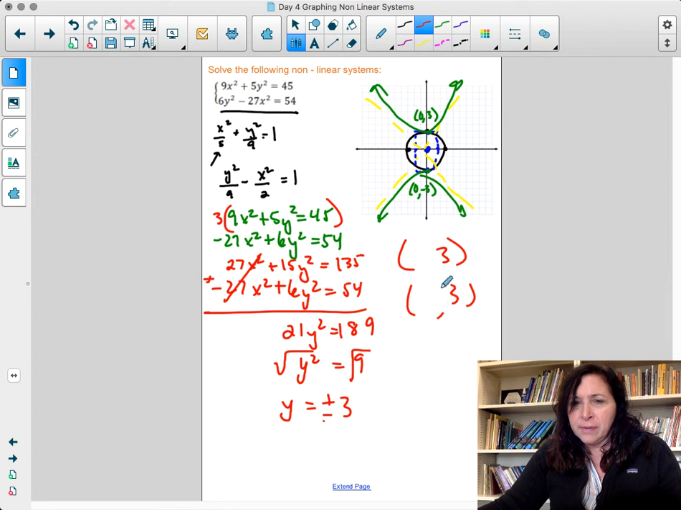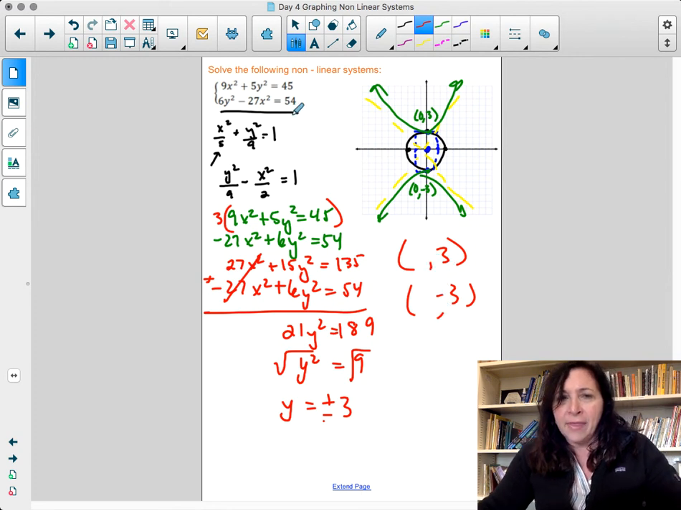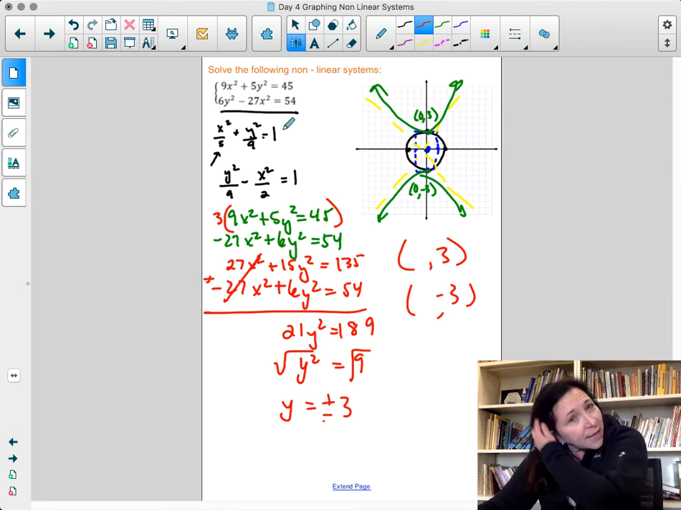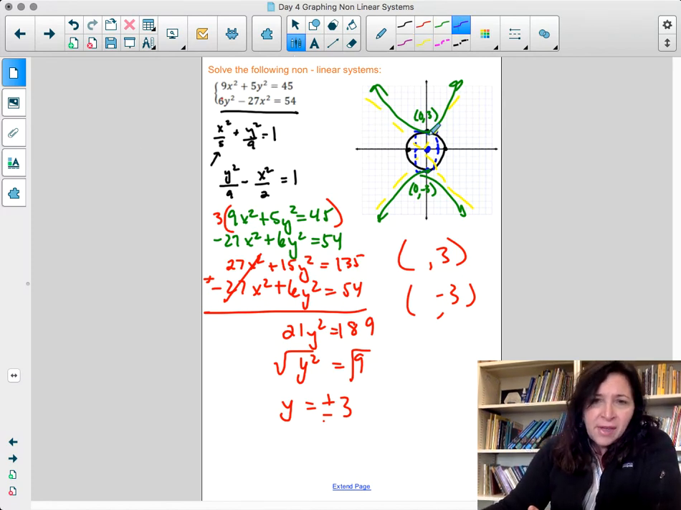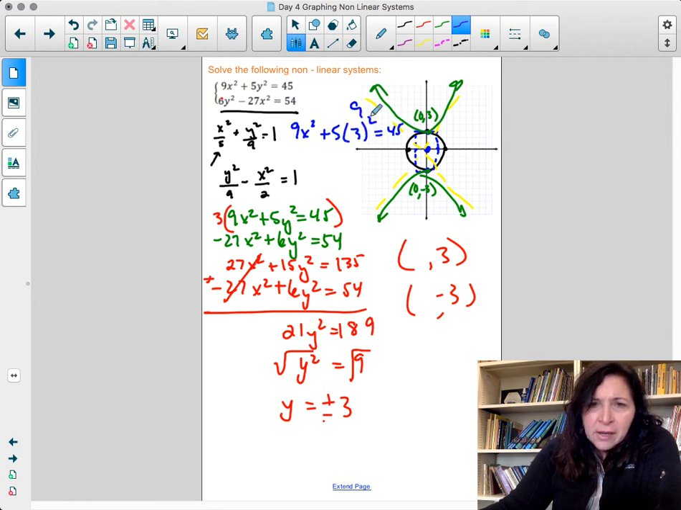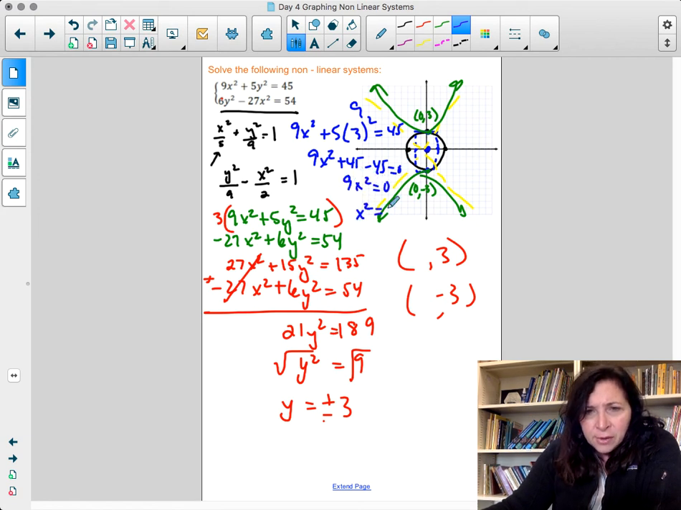3 here, negative. Okay. And when I plug my equation back into one of the original problems, I'm hoping that I get 0 because that's my x values. So let's just try one of these. We're going to go 9x squared plus 5 times 3 squared is equal to 45. 9 times 5 is 45. So I have 9x squared plus 45 minus 45 equals 0. 9x squared equals 0. X squared equals 0. X equals 0. Okay, so we have our intersection point.